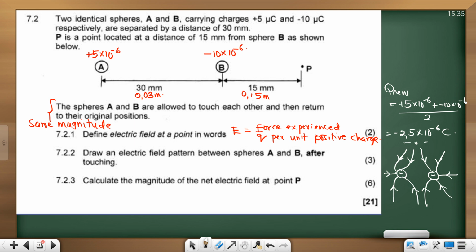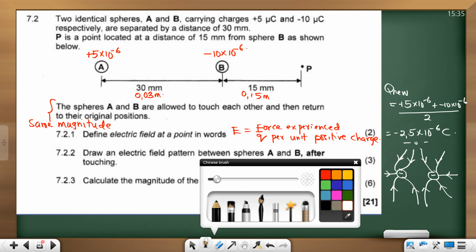All right, calculate the magnitude of the net electric field at P. My dear learners, I'm just going to quickly analyze and you are going to calculate for me now. What do you do again? They said at P. What am I going to do?